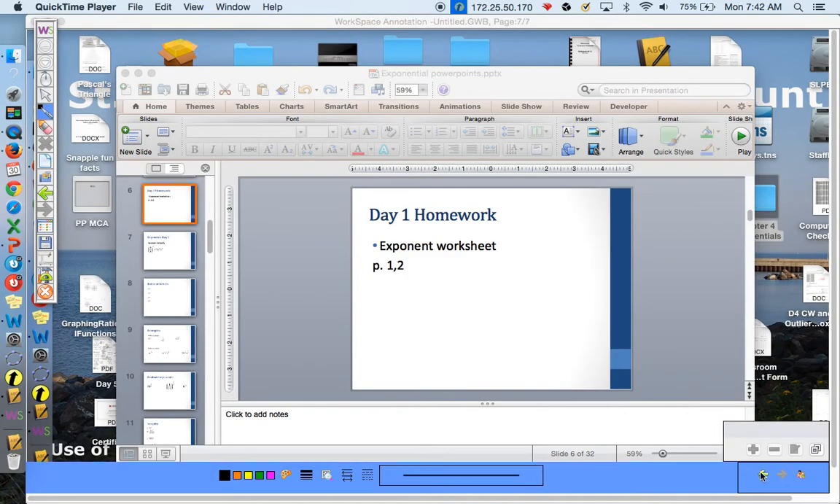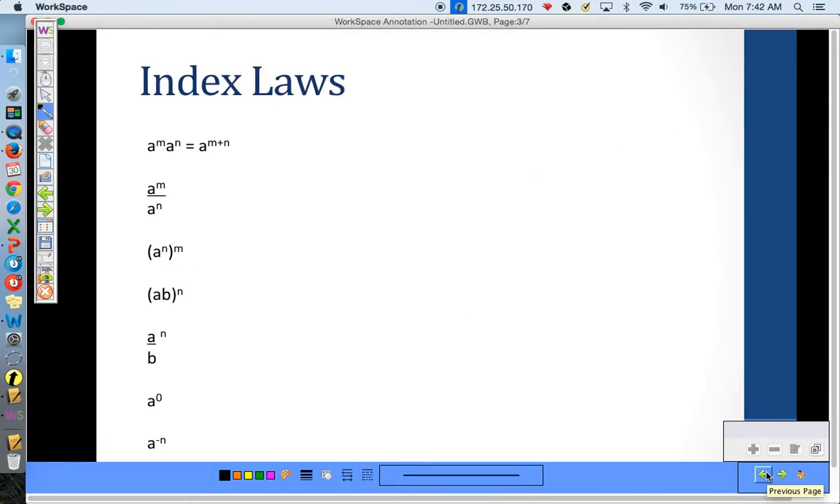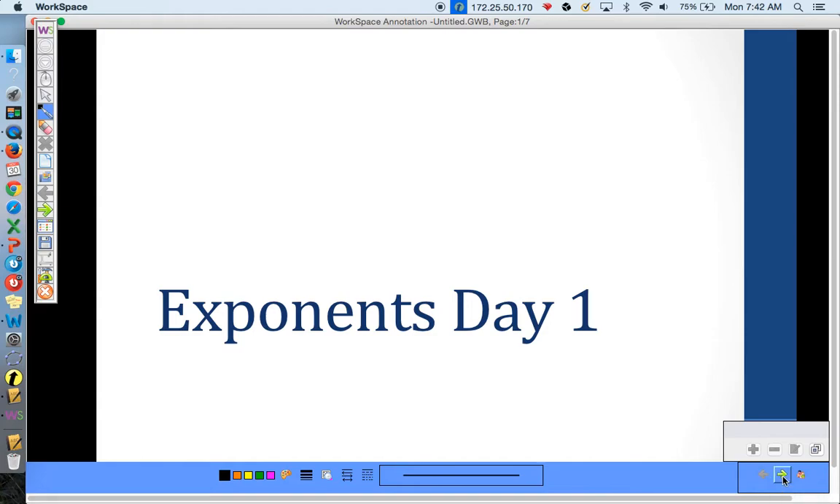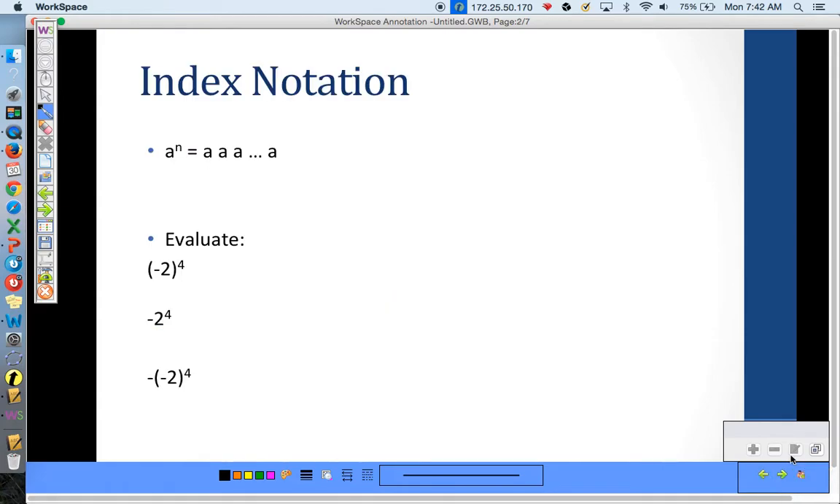For our first day of exponents, it's going to be a big review of what we did yesterday. So first thing we're going to do is remind ourselves, what does exponential or index notation mean? A to the n, so we have that a n times. So if we have to evaluate this, how many times do we have negative 2? Well, we have it 4 times.